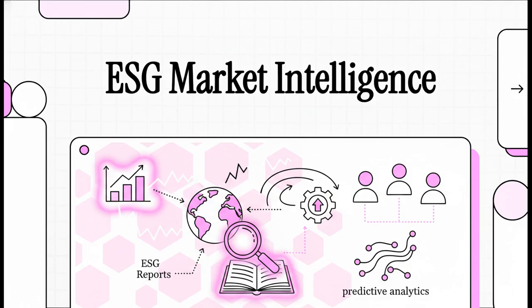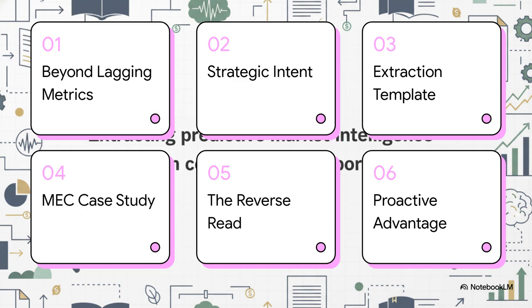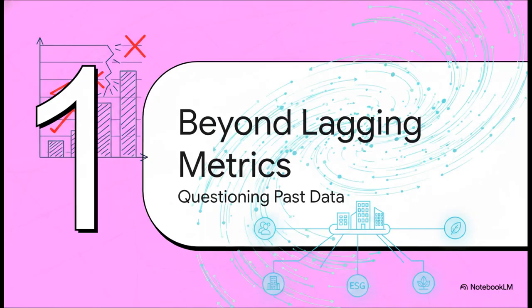Let's get started. Here's our roadmap for this explainer. 1. Beyond lagging indicators. 2. Defining strategic intent. 3. The extraction template. 4. MEC case study. 5. The reverse read. And 6. Proactive advantage. Section 1. Beyond lagging marketing indicators.